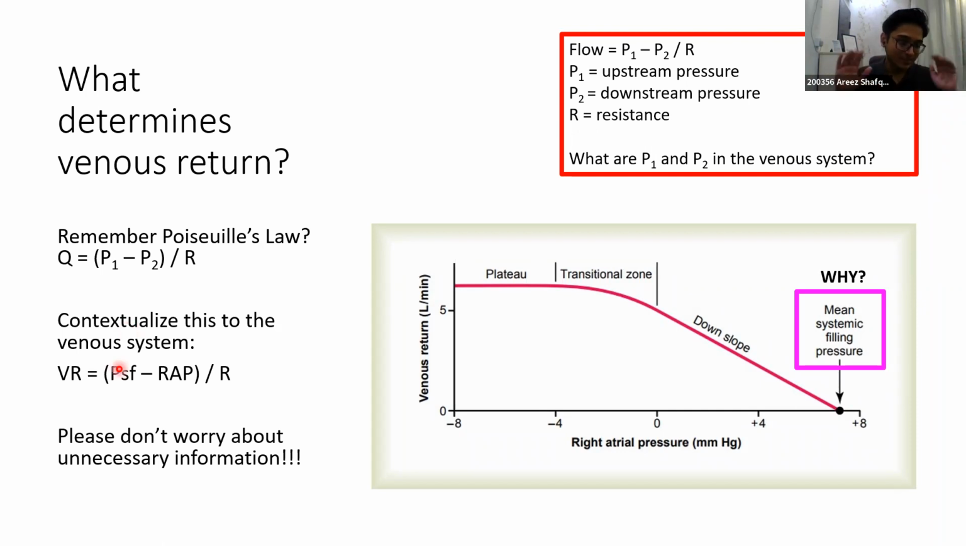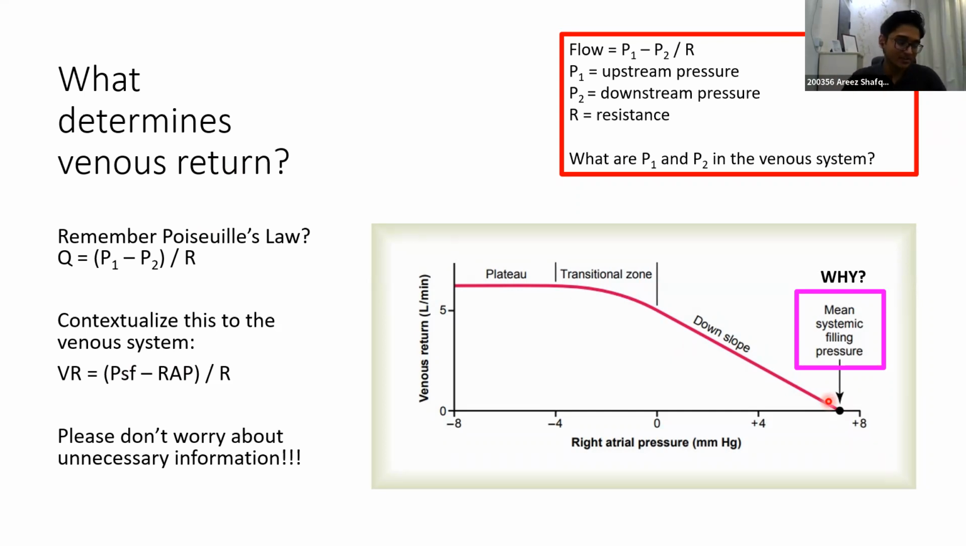So that's mean systemic filling pressure. It's when the heart stops, how much blood is in the circulation is generating a pressure. That pressure is called mean systemic filling pressure. We can measure mean systemic filling pressure in experiments, and it came out to be 7. Don't ask me how this happened. You don't need to know that.